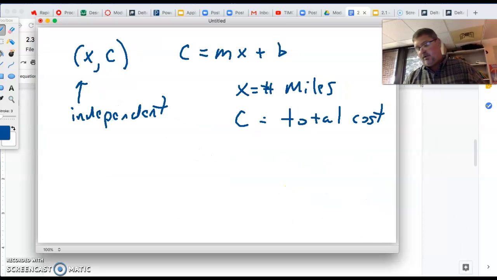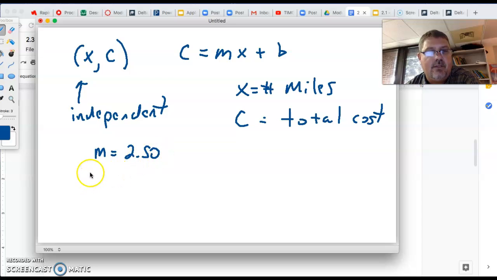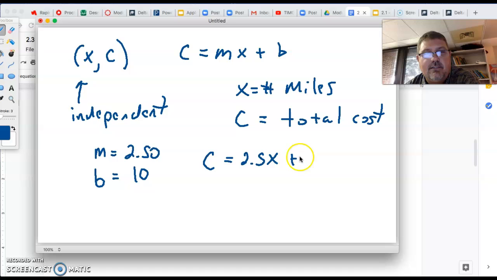All right, so we're going to write our function. But let's first identify this. So we know our rate is m equals 2.50. Our y-intercept, b, is 10. We can put 0.00, but really won't make any difference for the function we're going to make. So our function that can do the job here is c equals 2.5x plus 10. All right, now does this thing work?